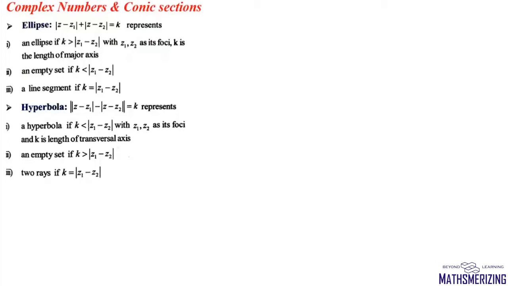In this video, we'll be discussing how to represent equations of conic sections in complex numbers. In complex numbers, any modulus is nothing but the distance between 2 points. Say we have 2 points Z1 and Z2, and there are points A and B, then this distance AB is represented by mod of Z1 minus Z2. So in complex numbers, any modulus represents the distance between 2 points.